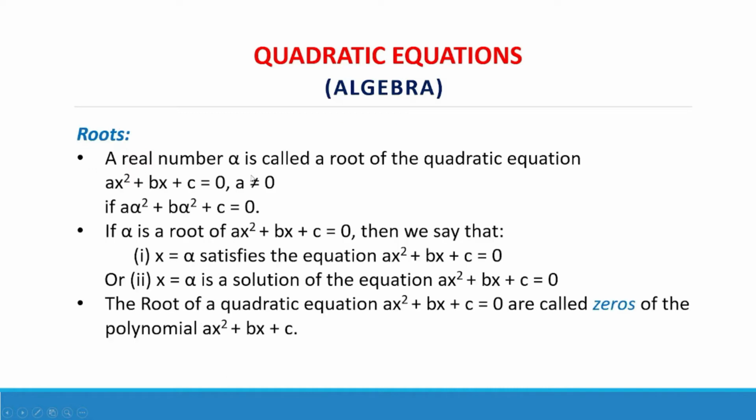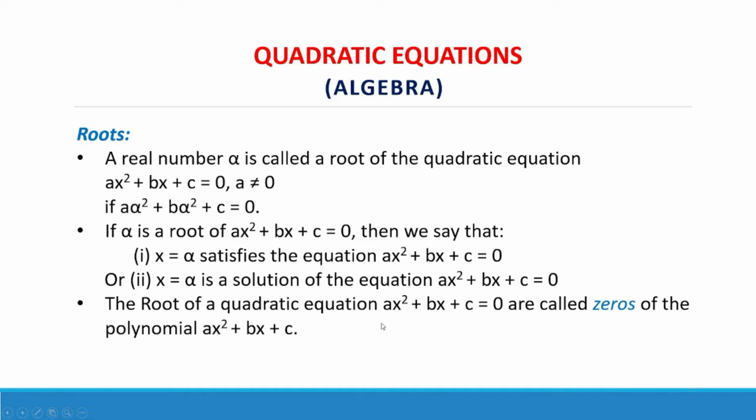And the roots. A real number, alpha, is called a root of the quadratic equation ax squared plus bx plus c is equal to 0, where a is not equal to 0, if a alpha squared plus b alpha plus c is equal to 0. If alpha is a root of ax squared plus bx plus c is equal to 0, then we say that x is equal to alpha satisfies the equation, or x is equal to alpha is a solution of the equation ax squared plus bx plus c is equal to 0.